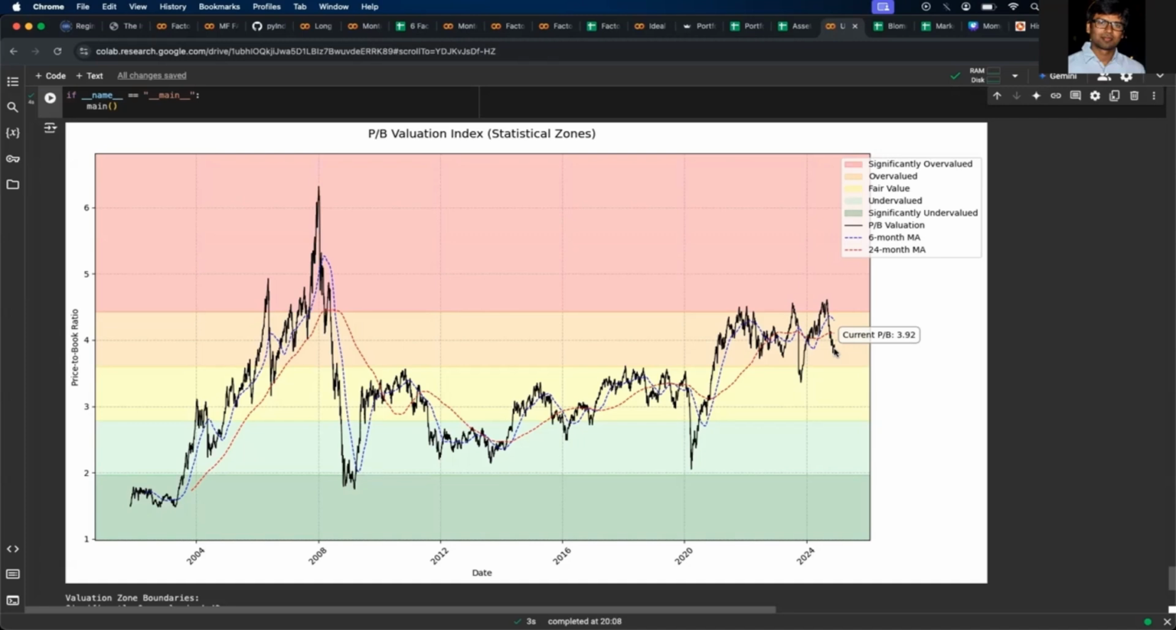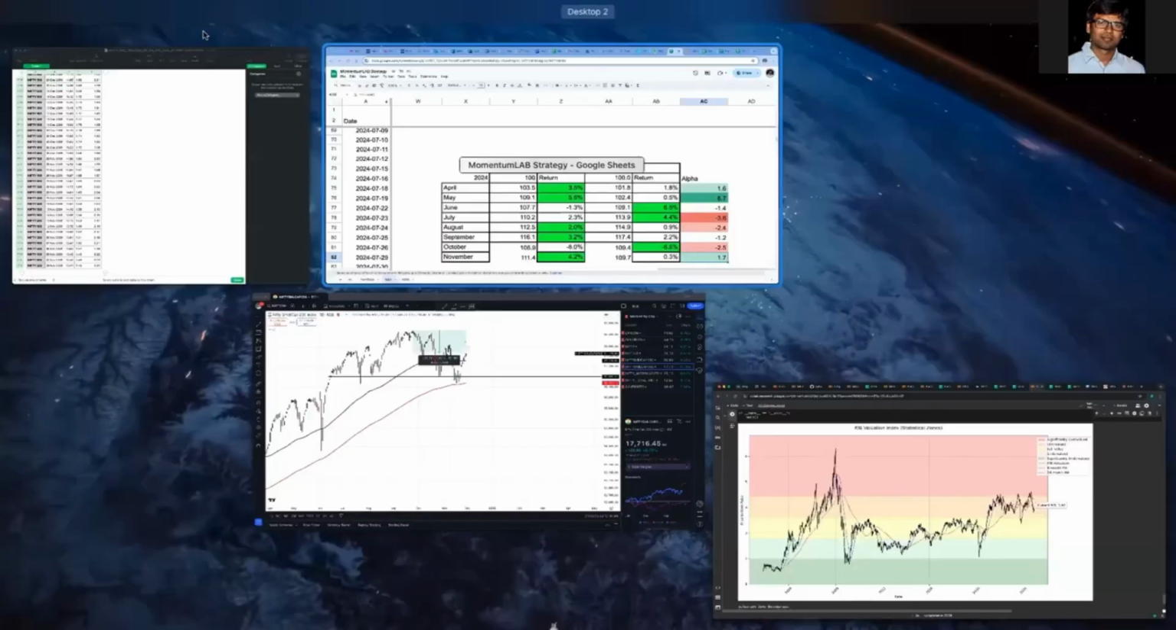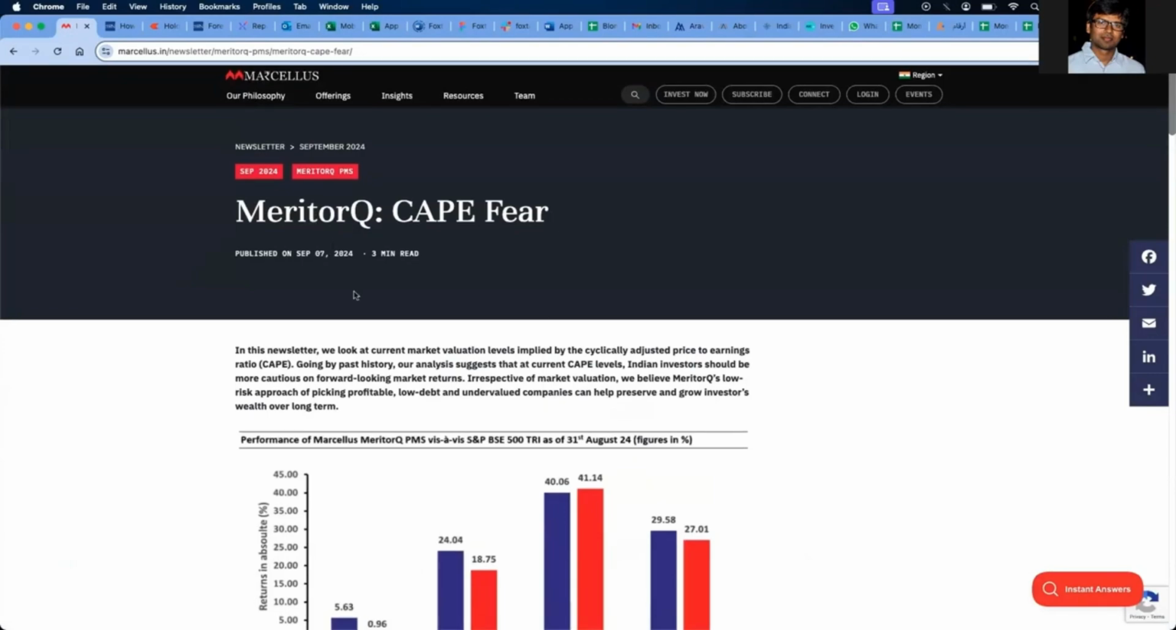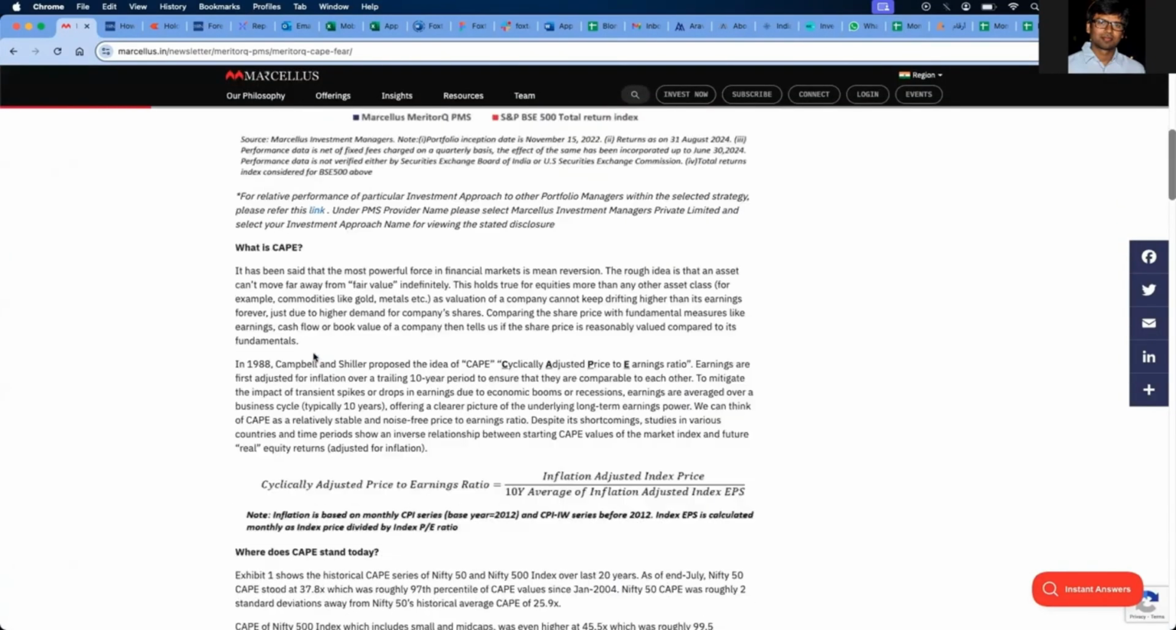Now there's an interesting research paper that is available, and even Marcellus also has done. The research paper was written by Mr. Rajan Raju. So there they take the historical cyclically adjusted PE ratio and see the prediction of how far the markets go 1 year hence, given the CAPE. So I'll be talking about this research paper more in detail. But if someone is interested, please take a look at this link written by Marcellus on the CAPE fear. I'll tell at a high level, roughly, what is the takeaway from this.